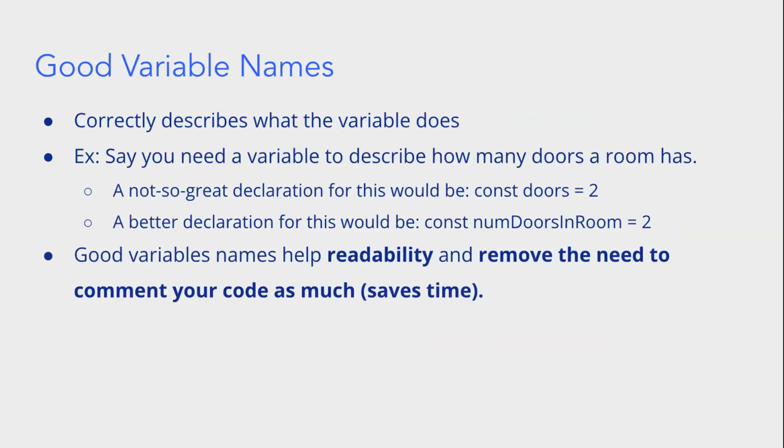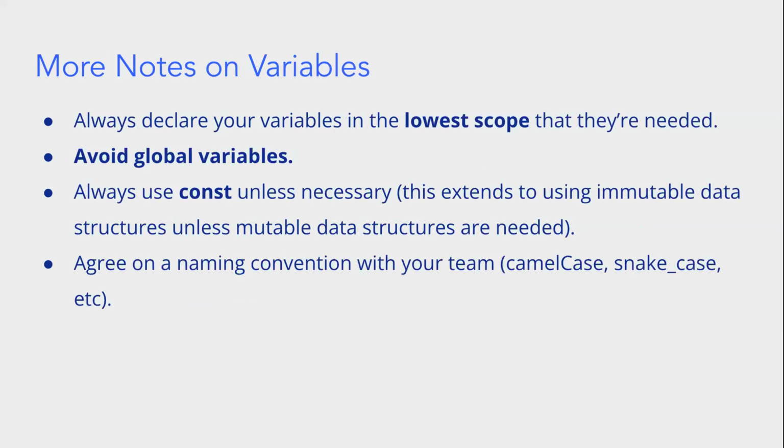So another thing to keep in mind: what are good variable names? Well, good variable names correctly describe what the variable does. So let's say you need to describe how many doors a room has. We could just have a regular variable name called doors, but this isn't descriptive enough. We can do better. How about number of doors in room? Doesn't that sound way better? Thumbs up from you, yes, I agree too. So good variable names help readability and remove the need to comment your code.